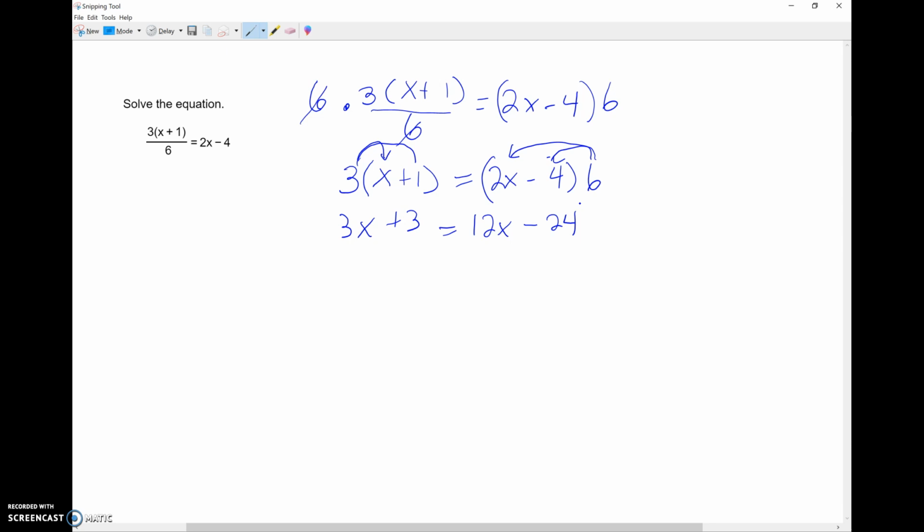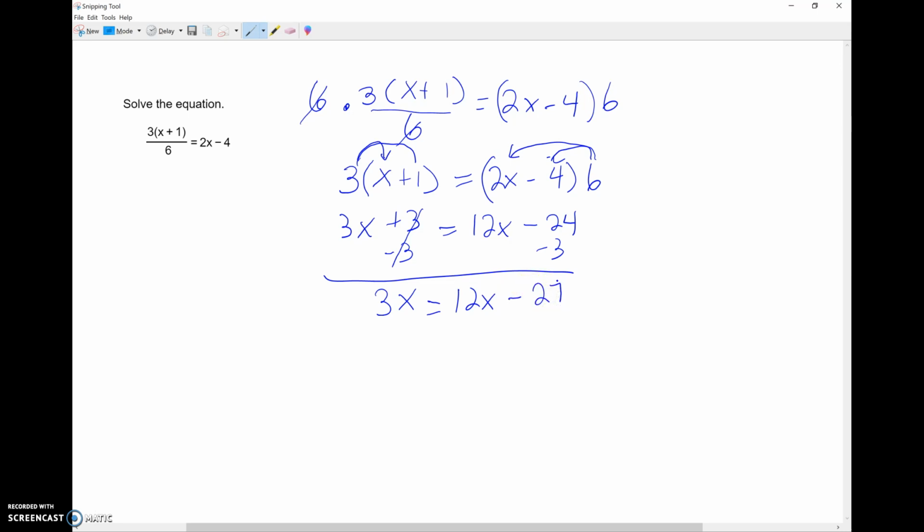And since we are going to be working with the variables on the left side and the integers on the right side, what we want to do first is go ahead and subtract 3 from both sides. And that is the additive inverse. So 3 minus 3 is 0, and we're left with 3x equals 12x. And you notice here we have negative 24 and a negative 3. We have the same sign, so therefore it's going to be negative 27.